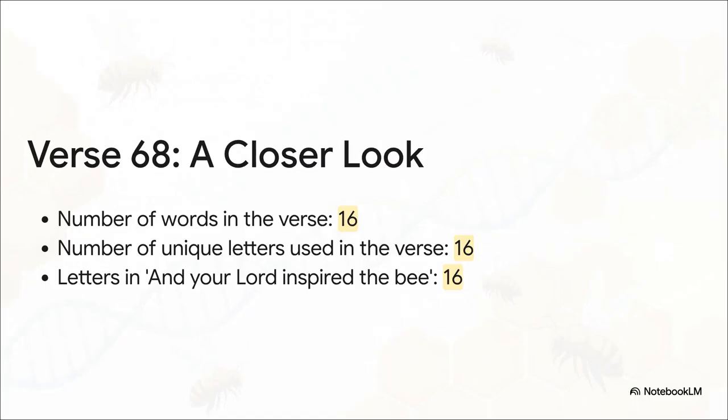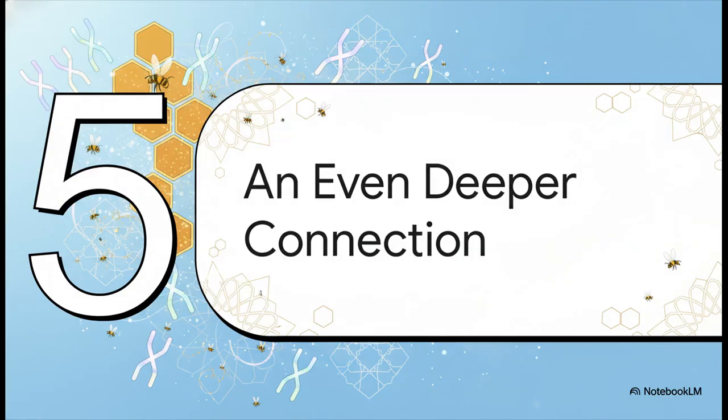And this is where the claims get incredibly specific. Check this out. First, the verse itself contains exactly 16 words. Second, it's written using exactly 16 unique Arabic letters. And third, that opening phrase, "and your Lord inspired the bee," is made up of, you guessed it, 16 letters. It's like the number 16 is layered again and again, right inside this one verse. So if you thought that was detailed, hang on, because the analysis goes one final step deeper. It's not just about the counts within the verse anymore. Now it's about the exact position of the key word, al-nahl, the bee, within the entire chapter.